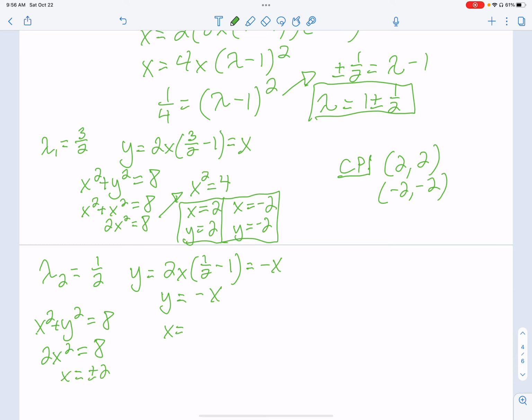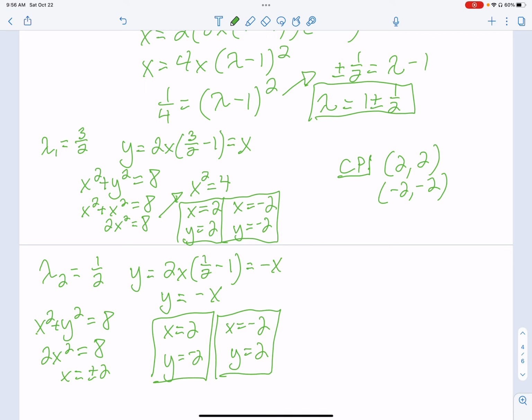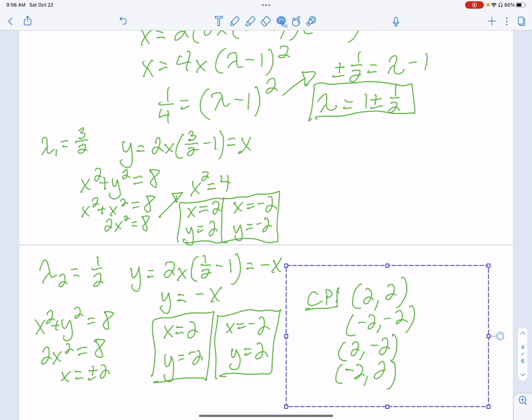So again, we have that x is 2, x is negative 2, and we are going to plug that into this equation right above. So y is negative 2. And then on the other one, y is positive 2. So there are my last 2 points. The other critical points are going to be 2, negative 2, and negative 2, 2.